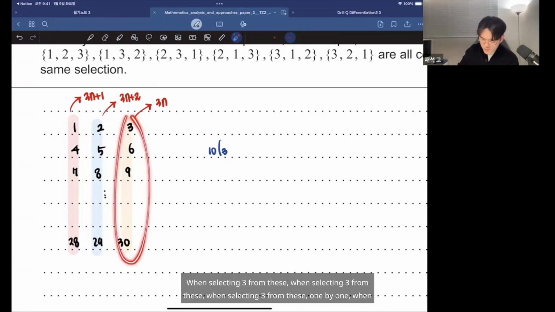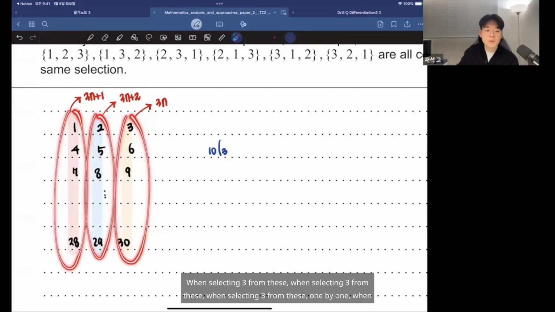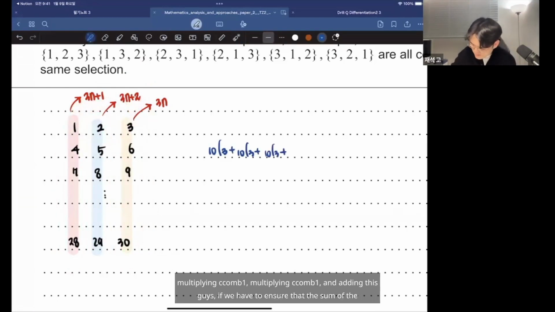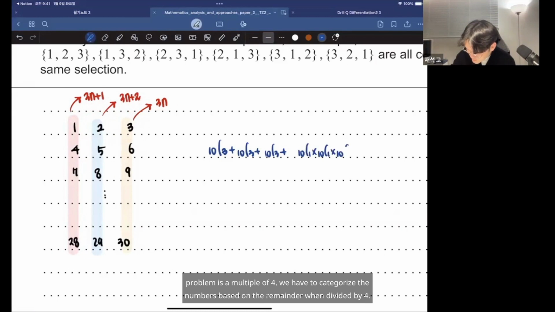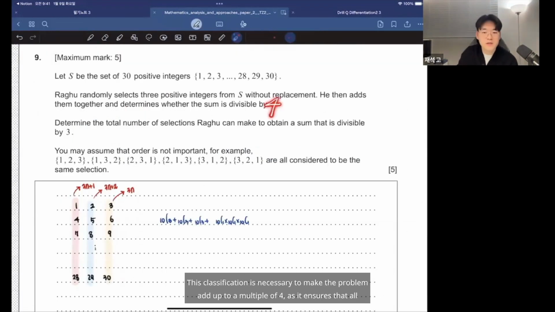When selecting 3 from these, when selecting 3 from these, and when selecting one by one from each and adding them, if we have to ensure that the sum in the problem is a multiple of 4, we have to categorize the numbers based on the remainder when divided by 4. This classification is necessary to make the problem add up to a multiple of 4, as it ensures that all numbers fall into one of the 4 possible remainder categories.